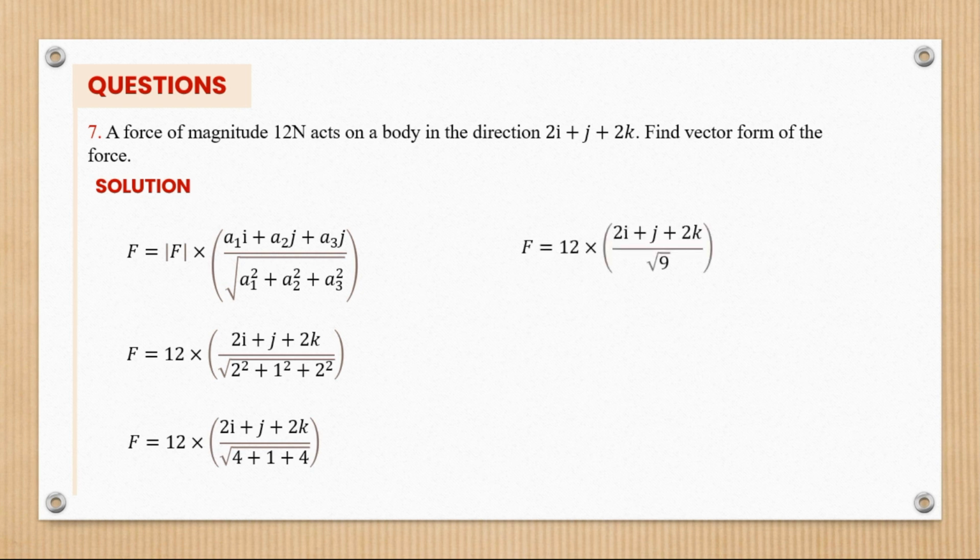Inside there I'll be left with the root of 9. Now root of 9 is 3, so I can extract out the 3, and 12 divided by 3 is going to be equal to 4. So multiply that 4 inside and I'll have the vector form of the force being equal to 8i plus 4j plus 8k, and that is the answer that they wanted.